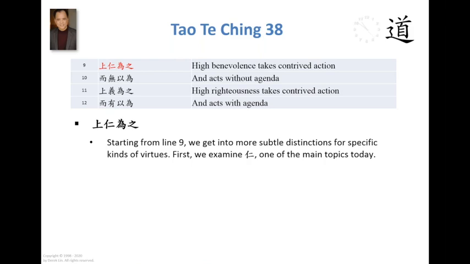So 仁, benevolence, that is a virtue. It's like compassion, kindness, mercy, being good, being nice. 仁, one of the main topics today. Let me talk about 仁 for just a moment. The pinyin is ren, as you see there. So as a native English speaker, you may say ren. That's how it kind of sounds from the way it's spelled. In Mandarin, it's a little bit different, but that's the closest we can come to.